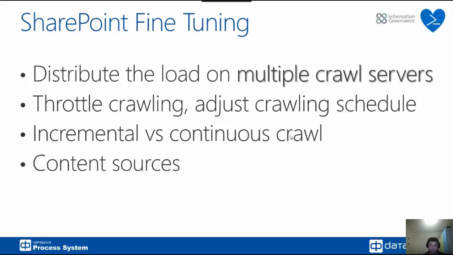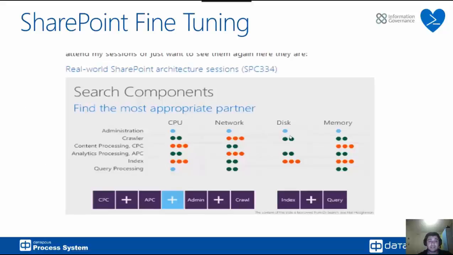This is actually a slide that I've taken from Victor William from his session, and he took it from Neil Hutchinson or something like that. The search component actually consists of 6 components. You have the administration, the crawler, the CPC, the APC, the index, and the query processing. As you can see, the administration is actually using a little bit of CPU, a little bit of network, a little bit of disk, and very little memory.